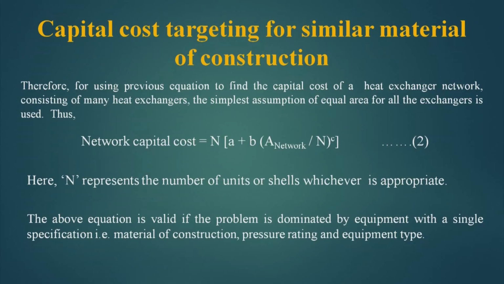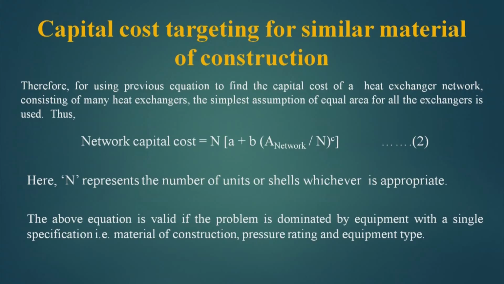We have already conducted the units target and cells target. So, from the units target the value of n is known, and from the cells target the value of total cells available in the heat exchanger network is known. So, it is not difficult to find out the n value.